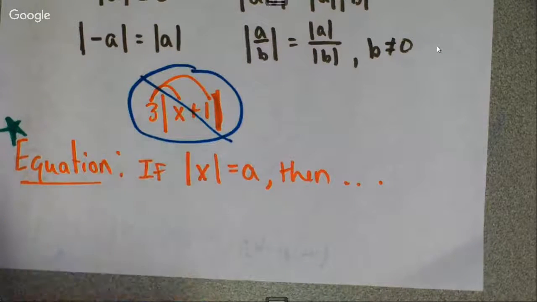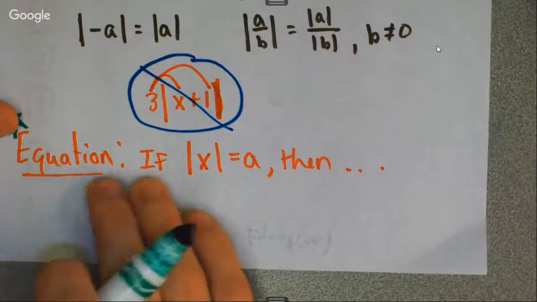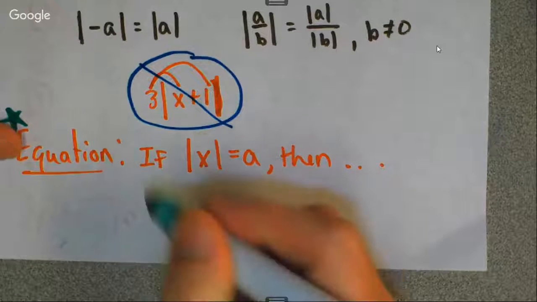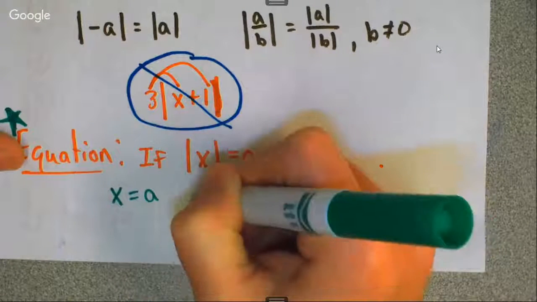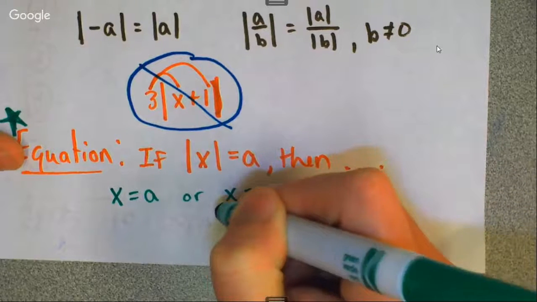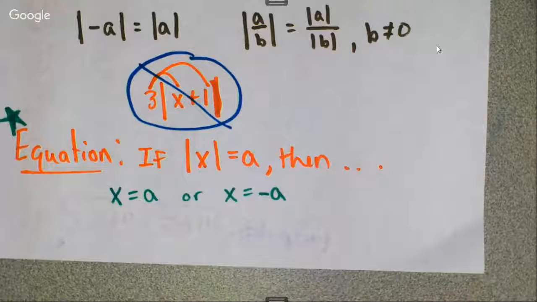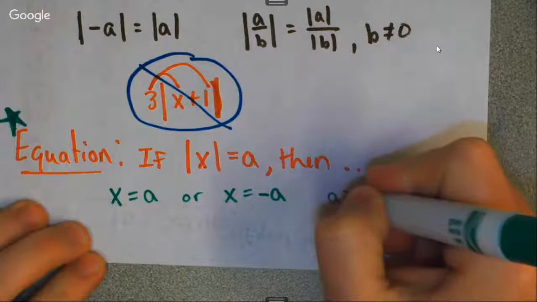So with the absolute value equation, and this also goes for inequality, if the absolute value of x equals a, then x equals a, or x equals minus a. One of those is true. Now, a is bigger than or equal to 0.